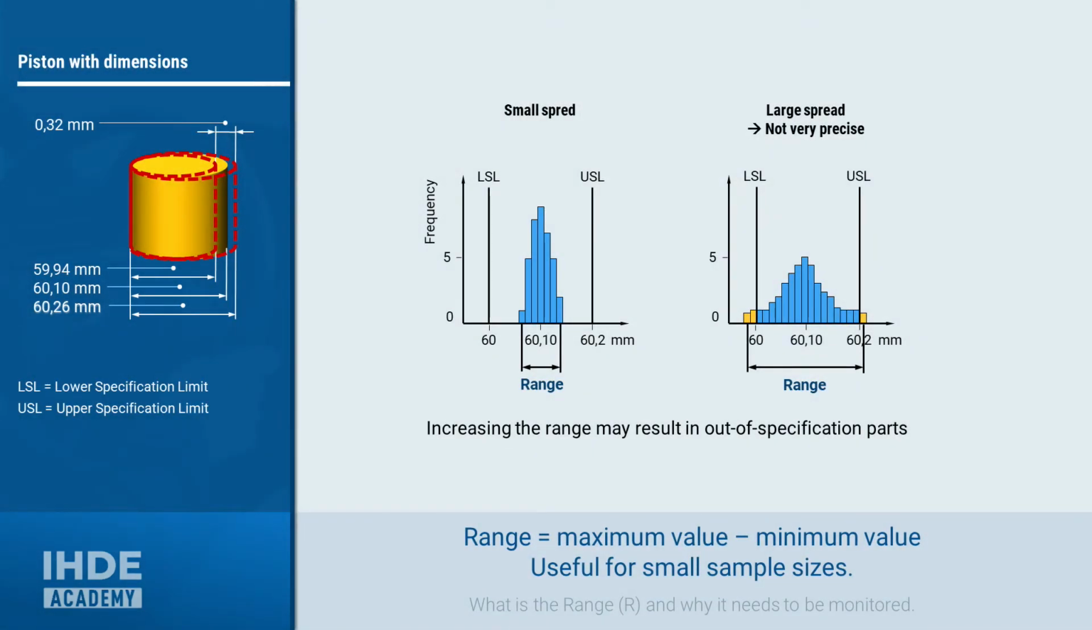To describe the precision, one can, for example, determine the range of a process result. The range is calculated from the difference between the maximum and the minimum value and is particularly suitable for small sample sizes. A small range corresponds to a small spread of values, and a large range corresponds to a large spread of values. As can be seen on the right, increasing the range can result in the lower and/or upper specification limit being exceeded. These would be the measured values shown here in yellow.